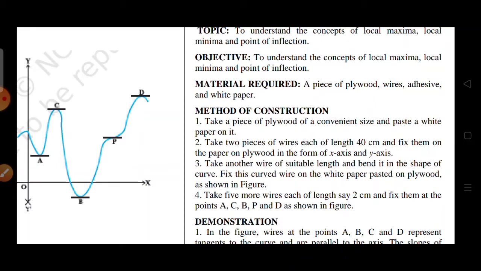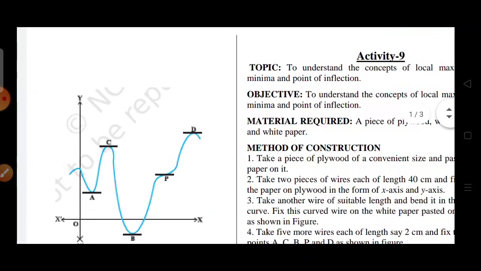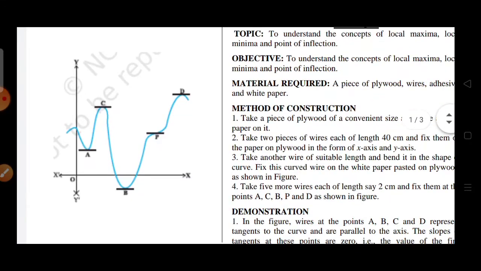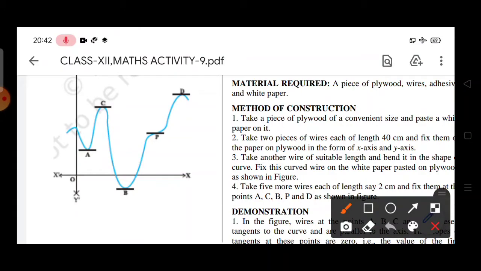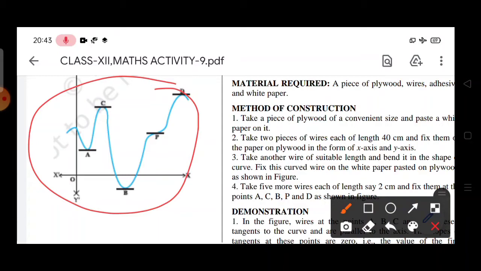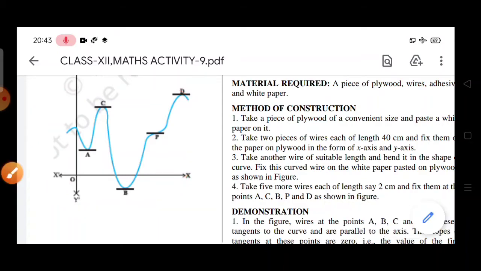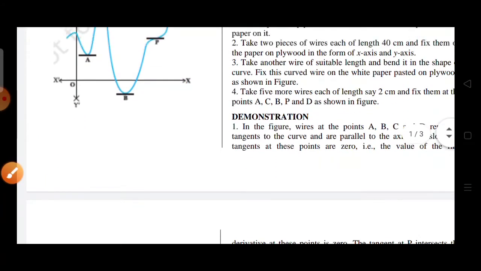Number 4. Take 5 more wires, each of length say 2 cm, and fix them at the points A, C, B, P and D as shown in the figure. But for writing this activity in your activity copy, you only have to draw the figure given here on the left page of your copy as given in the PDF. Now come to the demonstration part.